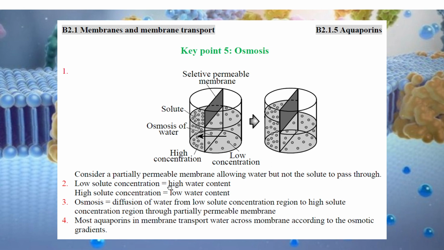So remember, low solute concentration is high water content. Okay, high solute concentration is low water content. Okay, so water moves by osmosis from high water content to low water content, right? So from a low solute concentration to a high solute concentration. So sometimes it's quite confusing. So osmosis is the diffusion of water from low solute concentration to high solute concentration through a partially permeable membrane. And the cell membrane doesn't allow water to pass through directly, so it needs to pass through the aquaporin.